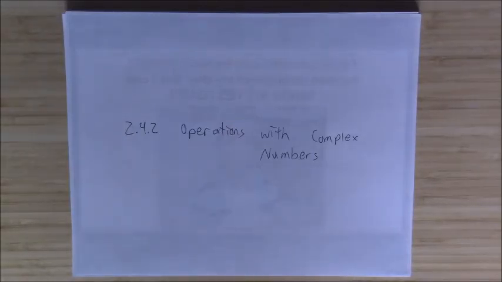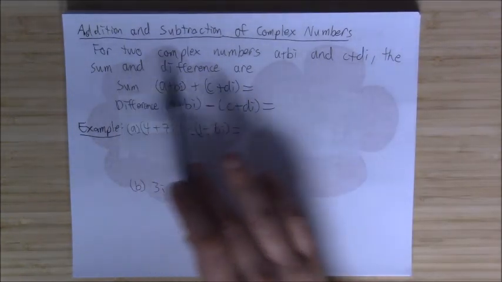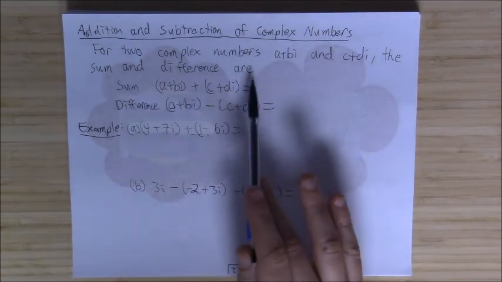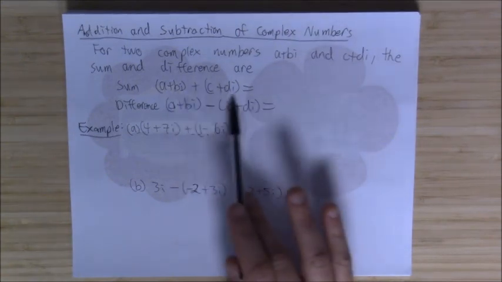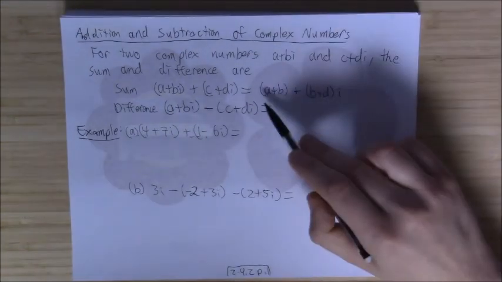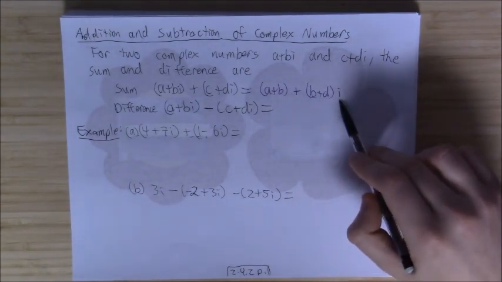In this video, we'll be talking a bit about how to add, subtract, and multiply complex numbers. Addition and subtraction of complex numbers are pretty straightforward. Namely, for two complex numbers, a plus bi and c plus di, if you want to add them, aka the sum, all we have to do is add their real parts and then add their imaginary parts together, okay?